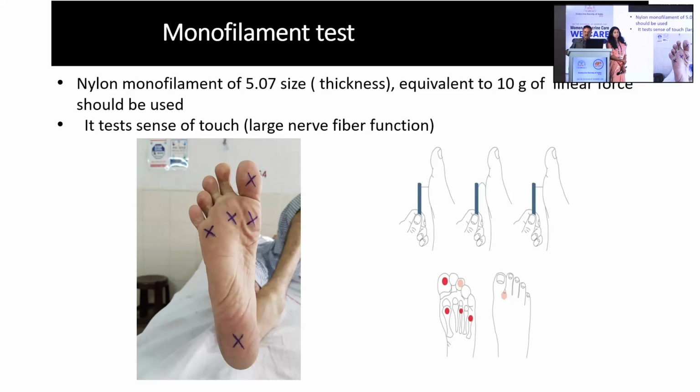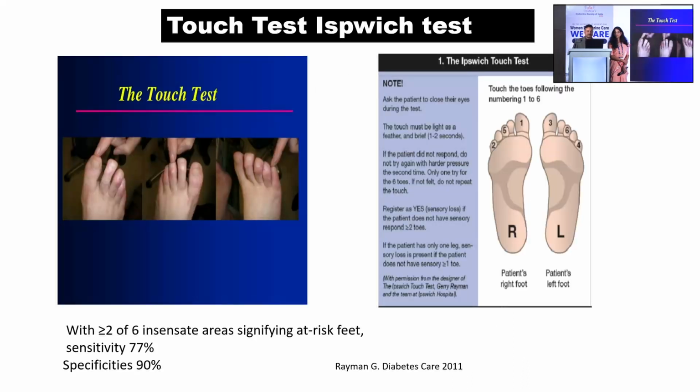It tests sense of touch and large nerve fiber function, and there are 5 points where you should touch the Semmes-Weinstein nylon monofilament: 3 on the first, third, and fourth metatarsal heads, one on the plantar aspect of the great toe, and one on the calcaneum. Though the test varies, and some people say it has to be done at 10 points, these 5 points are at least very important.